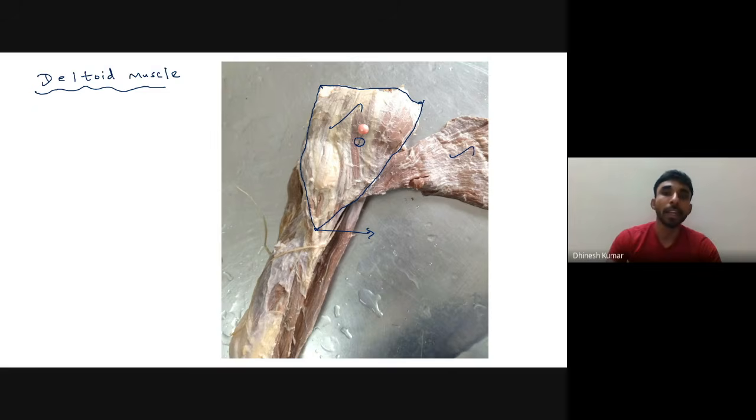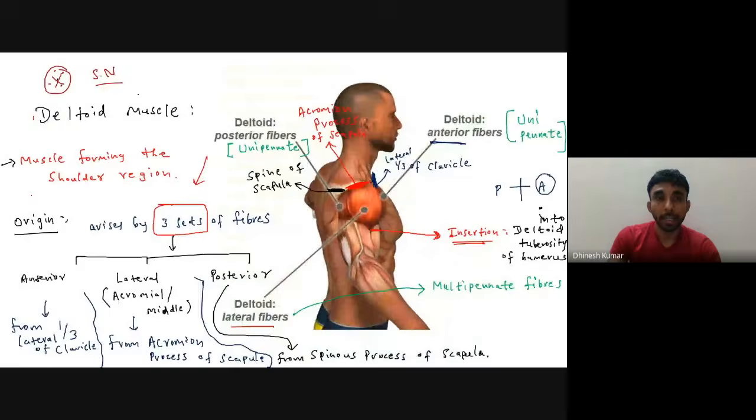Fine. So what are the subquestions? Please take care. Deltoid muscle is an important short note in the theory exam also. They may ask about the deltoid muscle and the structures under cover of deltoid muscle. So let's talk about all the things about the deltoid muscle. I hope you know deltoid is the muscle which forms the shoulder region.